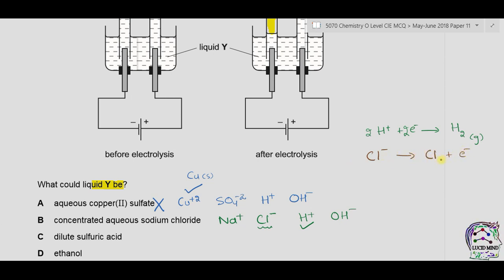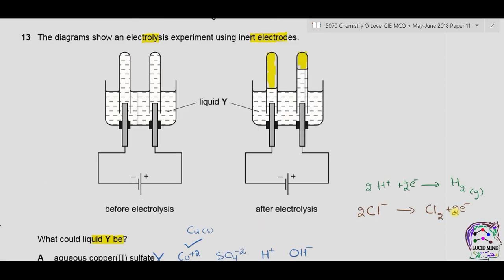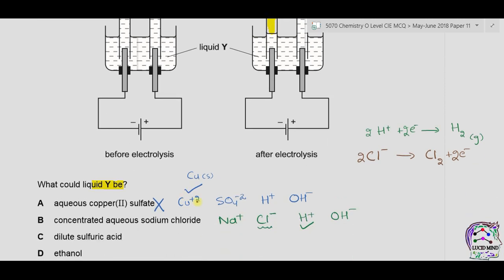We can also balance this one. Now in the reactions we can see that the number of electrons gained and lost are equal, and one volume of hydrogen is formed and one volume of chlorine is formed. The volumes formed are equal, while in the diagram the volumes were not equal. Therefore B is also incorrect.